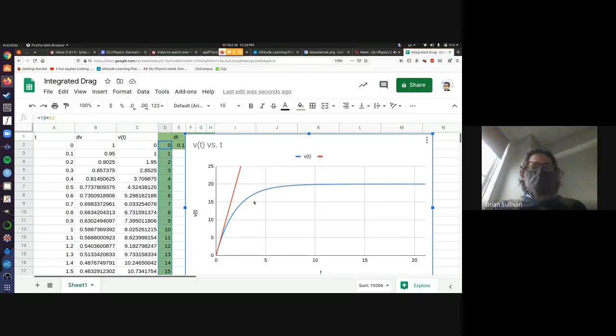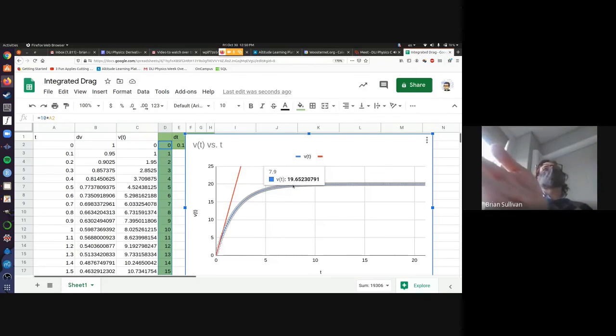Does this blue curve actually have 2 asymptotes? A diagonal one and a horizontal one? So it's got 1 asymptote as we go to t equals 0. The diagonal asymptote with a slope equal to g equal to 10. It's got a horizontal asymptote whose value is v terminal. Does that make sense?